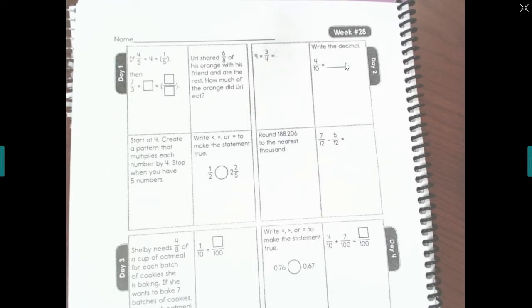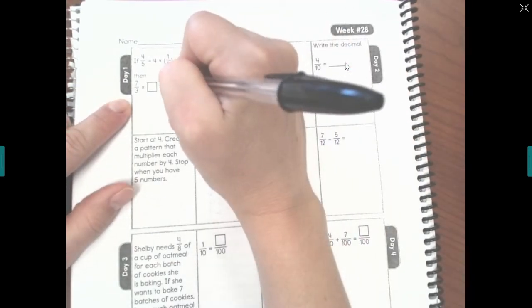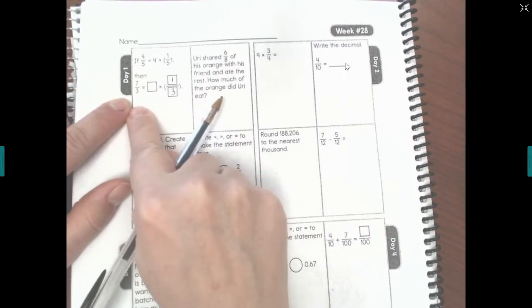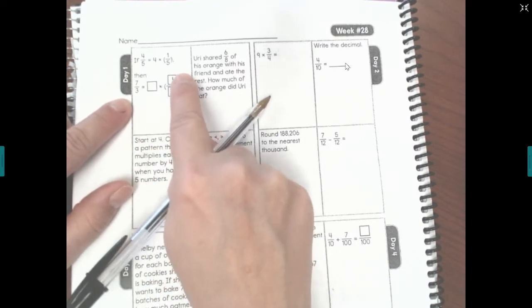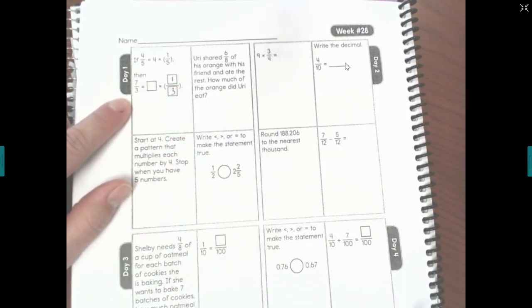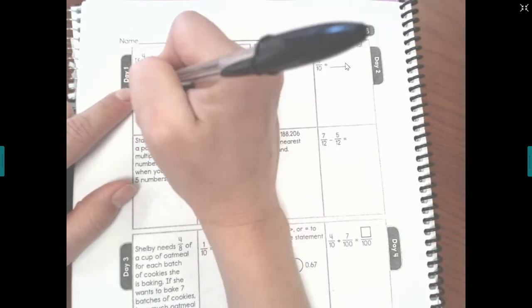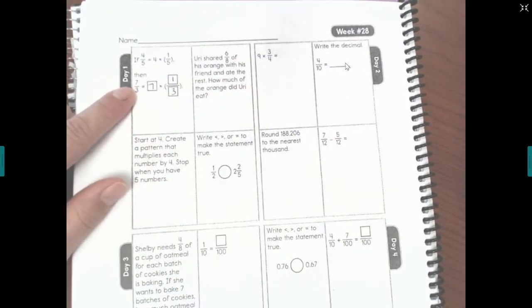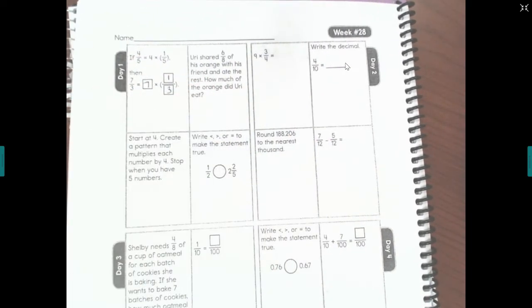All right, so the first problem says if 4/5 equals 4 times 1/5, then 7/3 equals. All right, so our unit fraction is going to be 1/3. And I know that because my denominator is a 3. And then a unit fraction means my numerator is a 1. And then I look at my numerator and it says I have 7 of them. So 7 times 1/3.